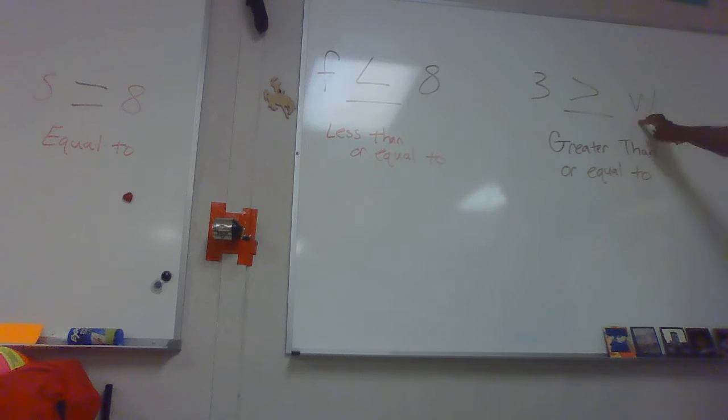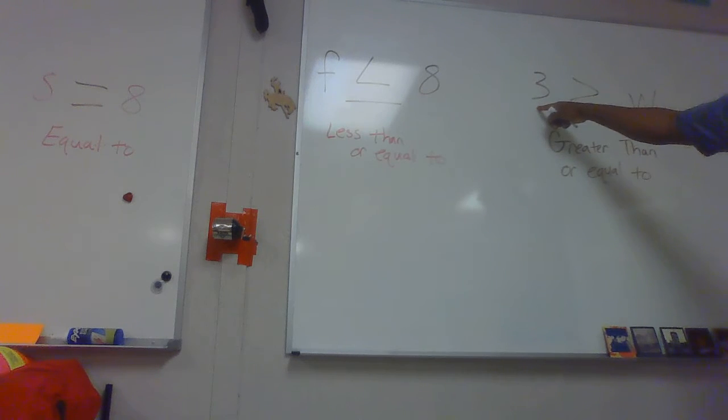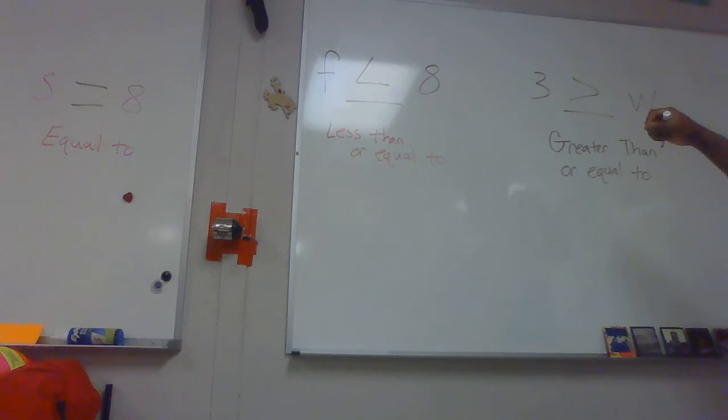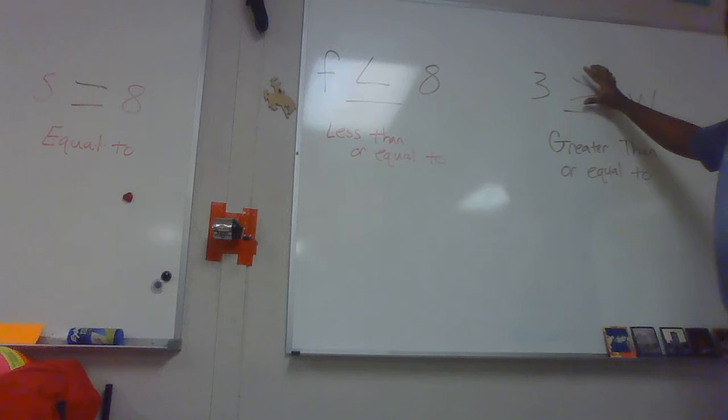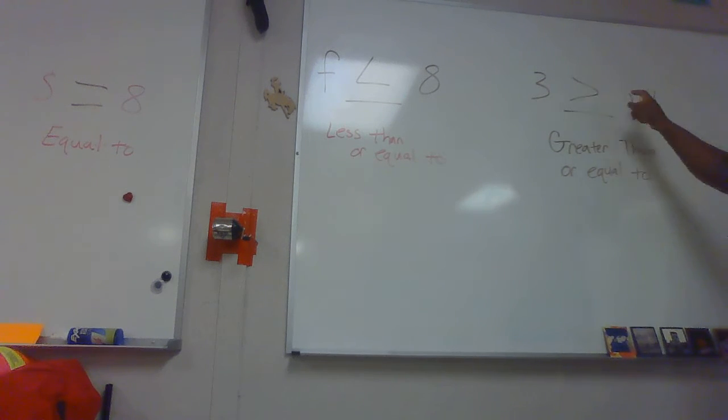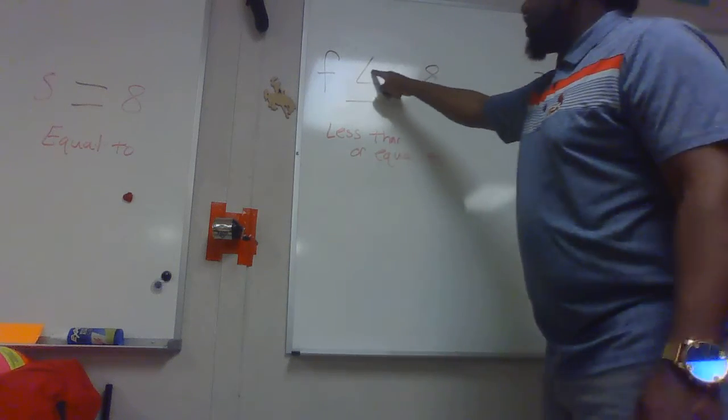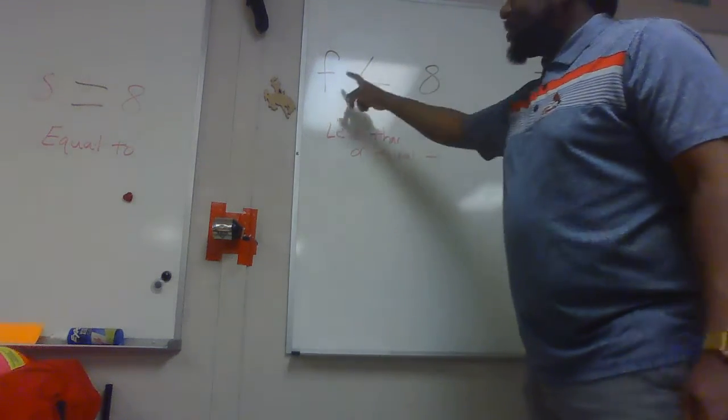Which means W is my variable, which is what we're looking for in the problem. My answer, 3 is greater than or equal to my answer. So my answer could really be less than 3. It gets kind of confusing thinking about it this way, y'all, but another way I tell people to remember it, you guys probably learned in middle school or in elementary school, is whatever the mouth is open to, that side has to be bigger. So since the mouth of this is open towards that 3, 3 is bigger than W. Since the mouth is open towards 8, 8 is bigger than F.